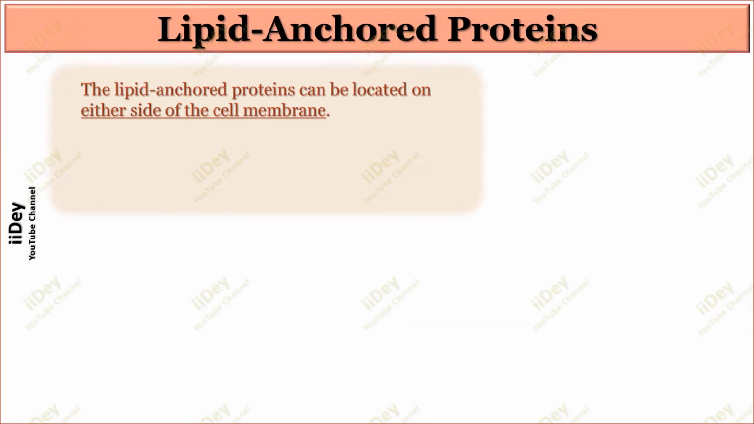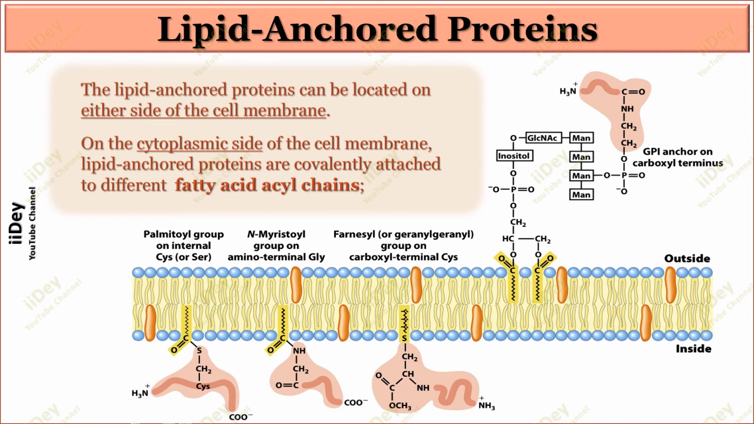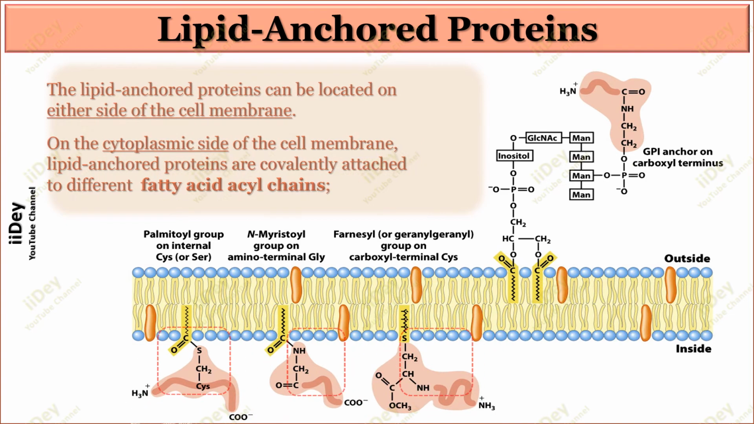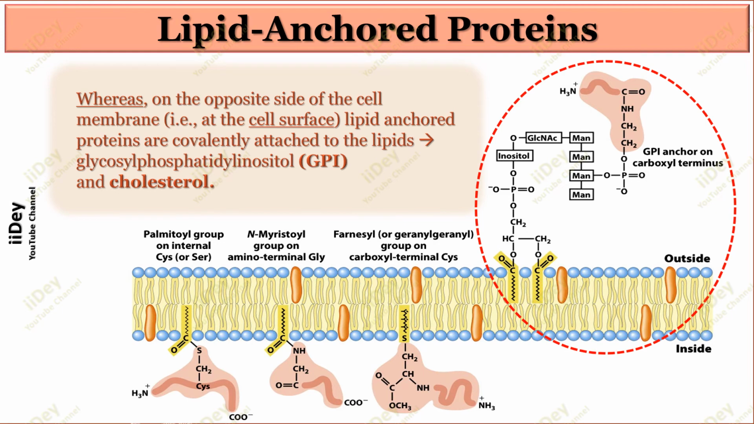The lipid-anchored proteins can be located on either side of the cell membrane. On the cytoplasmic side of the cell membrane, lipid-anchored proteins are covalently attached to different fatty acid acyl chains. Whereas, on the opposite side of the cell membrane, that is at the cell surface, lipid-anchored proteins are covalently attached to the lipids, glycosyl phosphatidylinositol or GPI, and cholesterol.